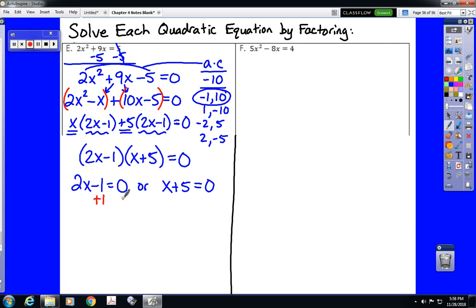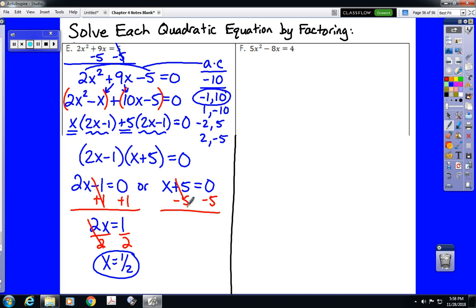So this one here, we would add 1 to each side, which would give us 2x equals 1. And then we would divide by 2, which would give us x equals 1/2. On the other equation, we should subtract 5 from each side. It's a one-stepper. And we get x equals -5. So those would be our two solutions for this quadratic equation.